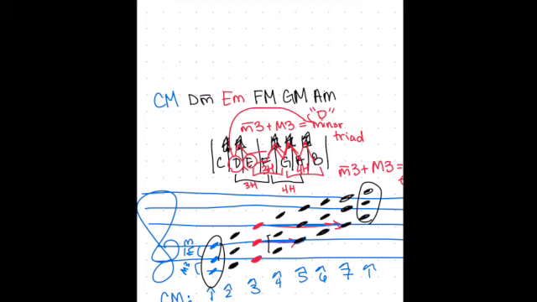C major, D minor, E minor, F major, G major, A minor, and B diminished chord. All of these, again, stacked from the scale degrees of the diatonic scale.